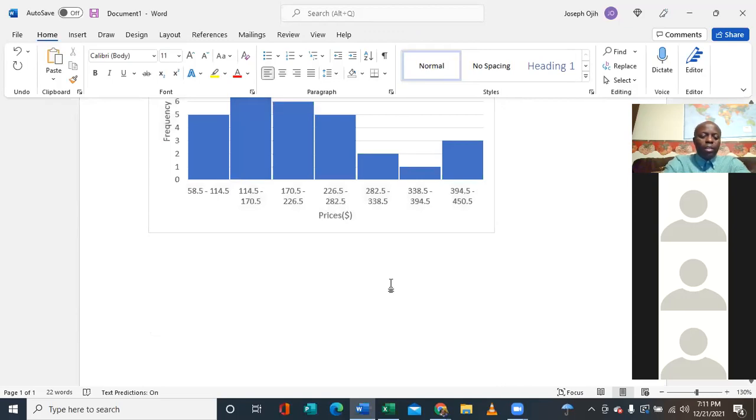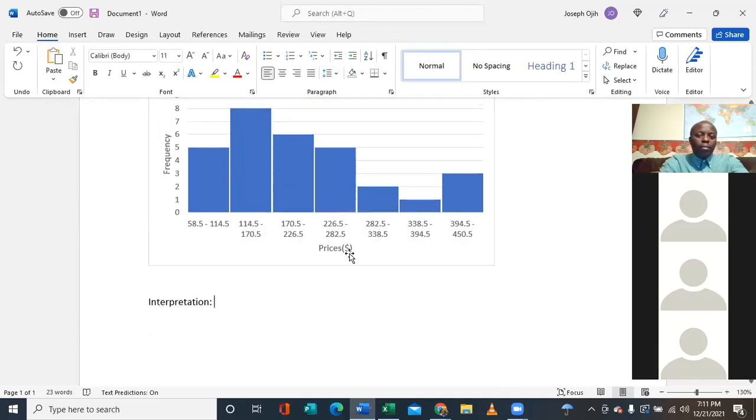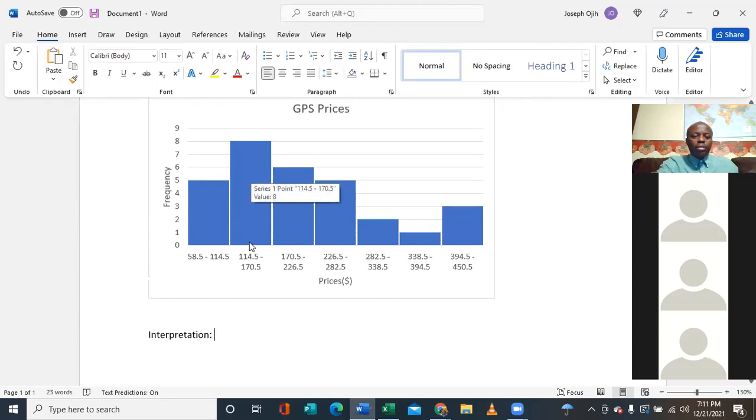Okay. For example, let's look at the interpretation of this. Now, this is the prices. So the GPS of the price range $114.50 to $170.50 is the most of the GPS. See, 8 of them belong to this price. So they sell for $114.50 to $170.50. Majority of them.